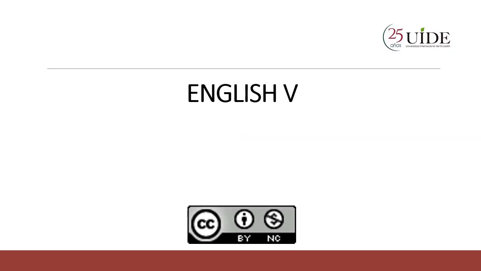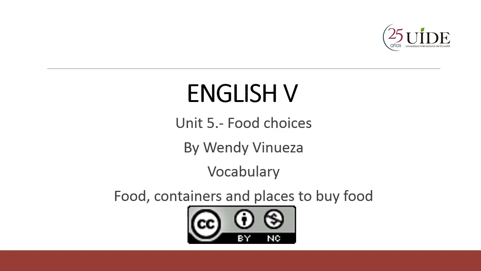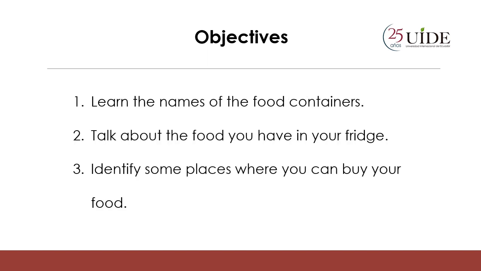English 5, Unit number 5, Food Choices by teacher Wendy Vinuesa. In this video, we are going to talk about vocabulary. We are going to learn about food, containers, and places to buy food. We're going to learn the names of the food containers. Second, we're going to talk about the food you have in your fridge. And third, we're going to identify some places where you can buy your food. So let's start.